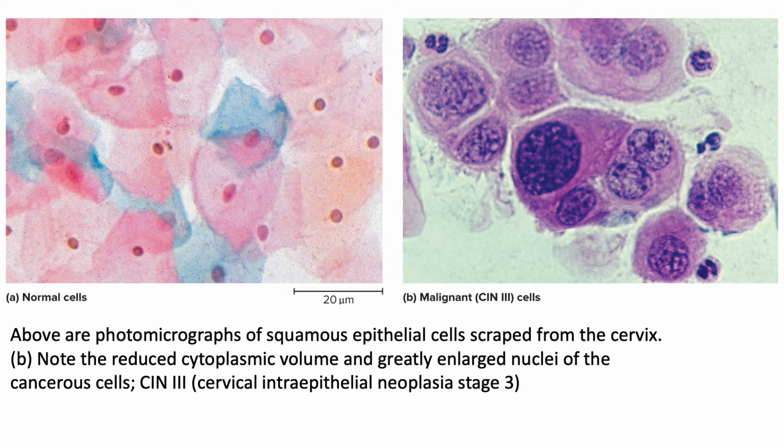But on the left, under A, normal cells, you're looking at just large overlapping cells, very large cells, with a small nucleus within those cells. The cells on the right, you notice the nucleus is very enlarged. The cytoplasmic volume has been reduced, and this is stage 3, what they refer to as cervical intraepithelial neoplasia, which is a fairly serious cancer at this point.